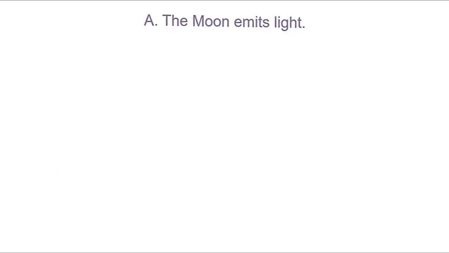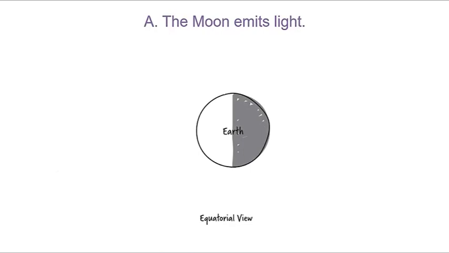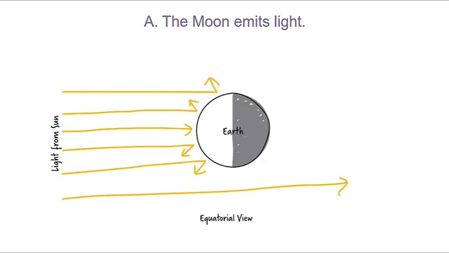Let's start with choice A, the moon emits light. How can we draw the moon emitting light? Well, let's start by drawing Earth. We know that the daytime half of Earth is illuminated by light from the sun, so we'll add rays of light to our diagram. Now, let's add the moon. Point to where you think the moon should be. How about right here?